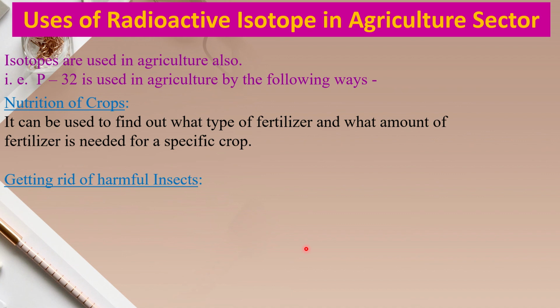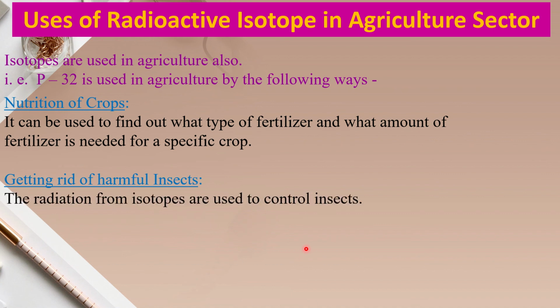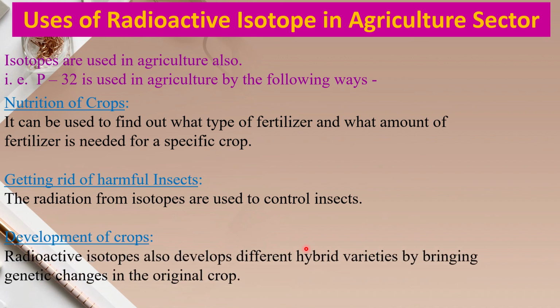Getting rid of harmful insects. The radiation from isotopes is used to control insects. Development of crops. Radioactive isotopes also develop different hybrid varieties by bringing genetic changes in the original crop.